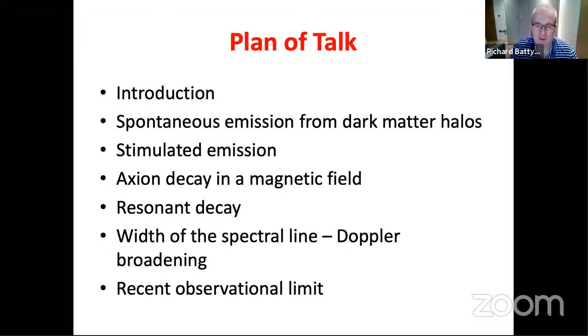I'll talk about the width of this spectral line and the concept of Doppler broadening, which is really important for estimating this. And then ultimately, I will talk about some limits that people have published in the literature based on this idea, using recent observations, which are competitive with the very best other ways of trying to constrain axions.